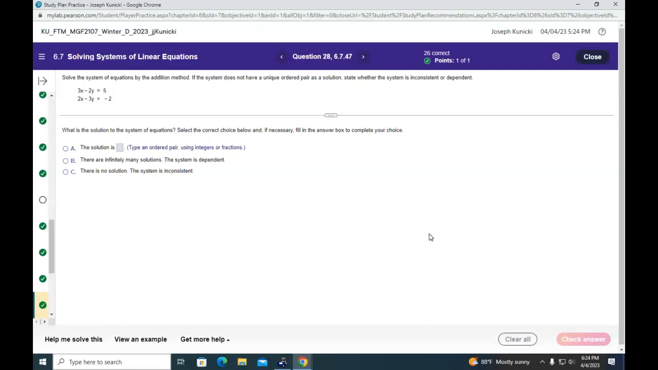Let's get rid of the x's. So I'll multiply the top one by plus 2. So I get 6x minus 4y equals 10. I'll multiply the bottom one by negative 3. So I get negative 6x plus 9y equals 6. Right? So that gets rid of the x's. So I have 5y equals 16. So y equals 16 over 5. So this won't happen to you on a test or on homework. But I wanted to show you one so you can see that it'll still work.